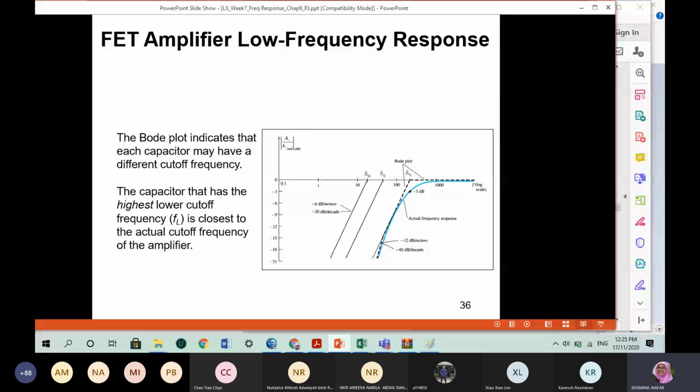Okay. Similarly, once you get the value of the cutoff frequency due to CG, CC, CS, then you plot it and take the highest frequency as the actual cutoff frequency for the circuit. Okay, the capacitor that has the highest lower cutoff frequency is the closest to the actual cutoff frequency of the amplifier.